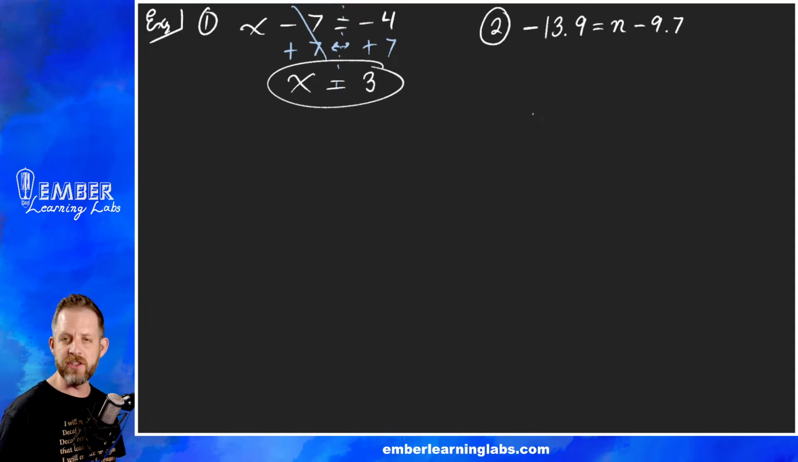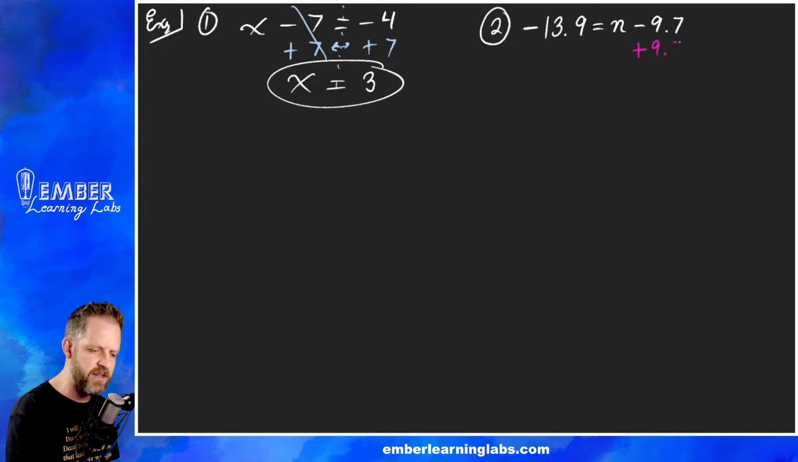Excuse me. And so in order to do that, we're going to look at what's attached, how is it attached, and do the opposite to get rid of it, right? So what's attached to the end? 9.7 is. How is it attached? It's attached through subtraction. So how are we going to get rid of it? We're going to do the opposite. The opposite of subtracting is adding. We're going to add 9.7 to this side.